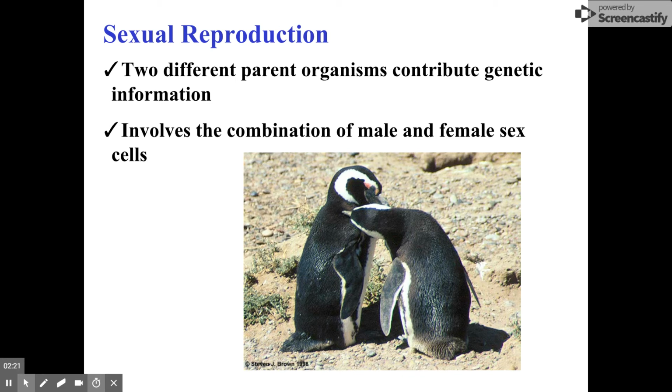Sexual reproduction is when we have 2 parents. They both contribute one sex cell that has genetic information inside of them. Humans and these adorable little penguins both go through sexual reproduction to make babies.